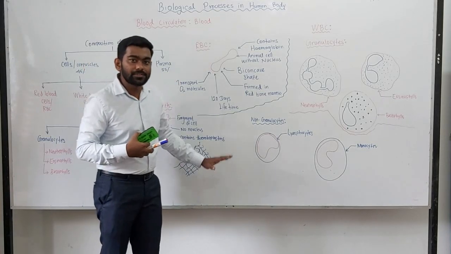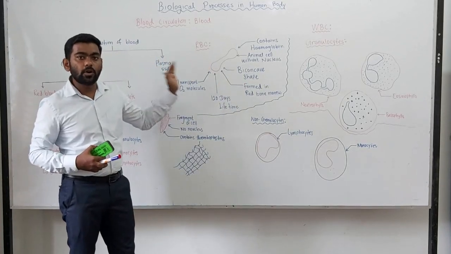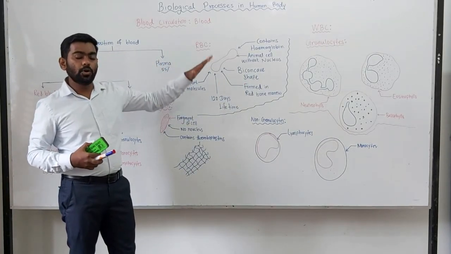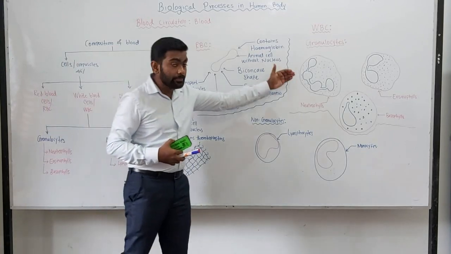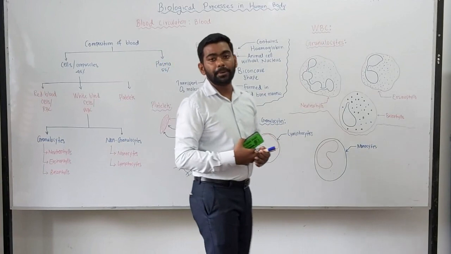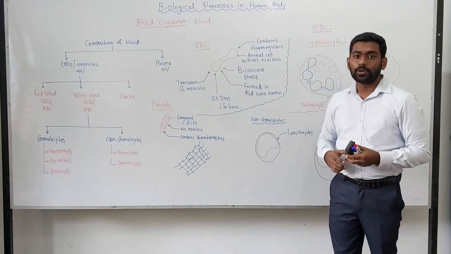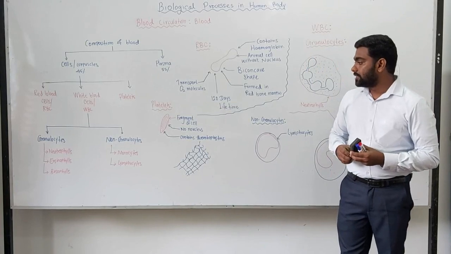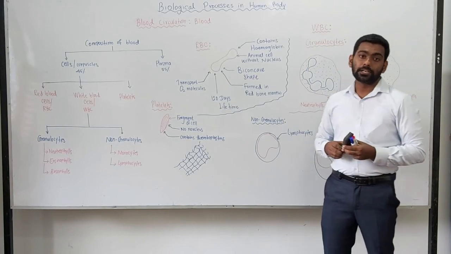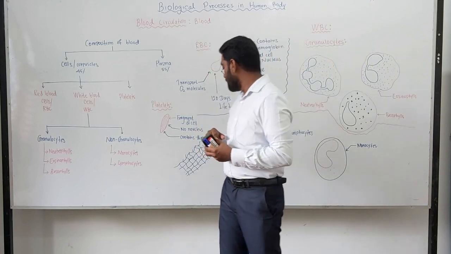So there are three types of cells, with three different functions. RBCs carry oxygen from the lungs to all over the body parts. The WBCs create the immune system and protect our body from pathogenic microorganisms. And the platelets create blood coagulation, blood clotting, and protect from bleeding. So these are the functions.